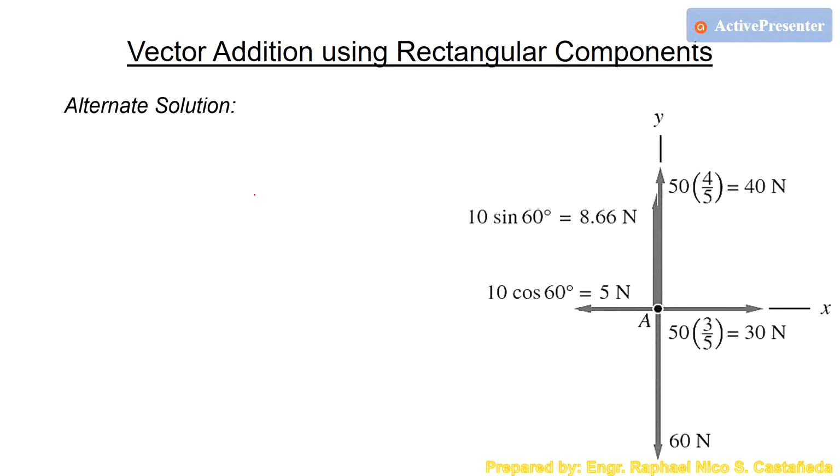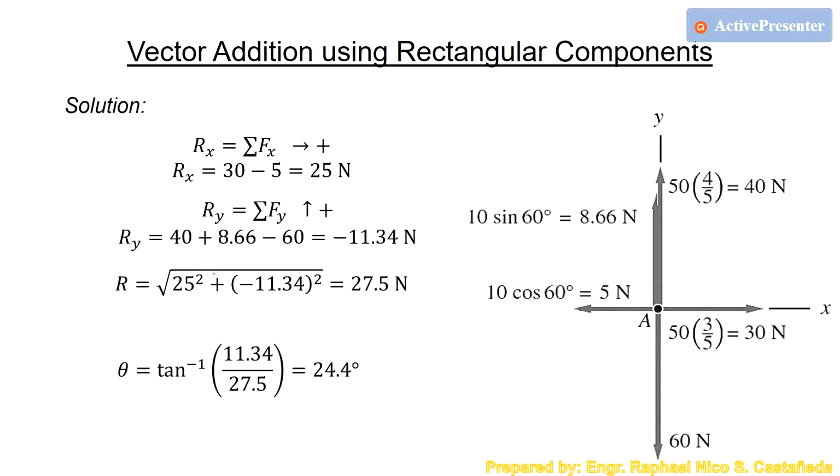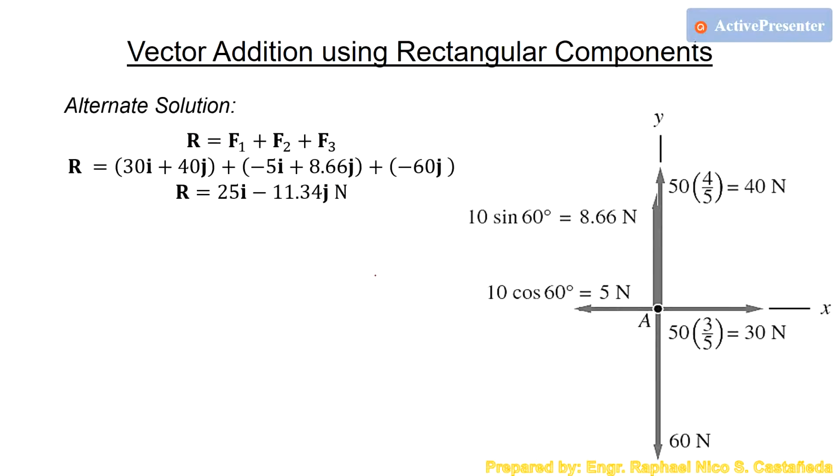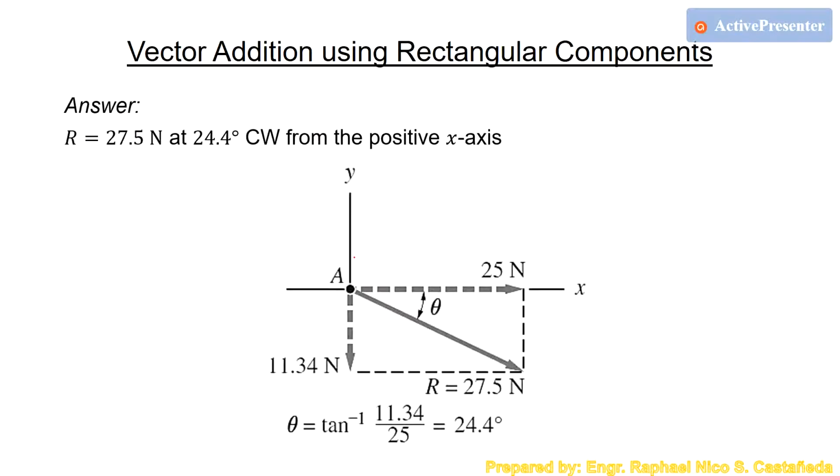Continuing to our previous solution, which is this one, we got the two values Rx and Ry and the resultant. So we will get a final answer of this one. We have the component Ry in negative, Rx is positive 25. Then the magnitude of the resultant is 27.5, down to the right. Then the angle theta here, which is the direction of R, is 24.4 degrees.